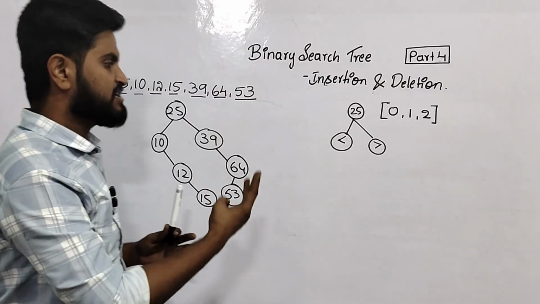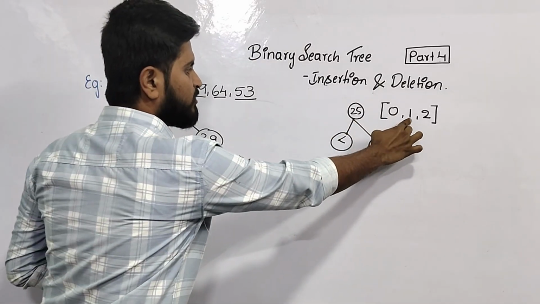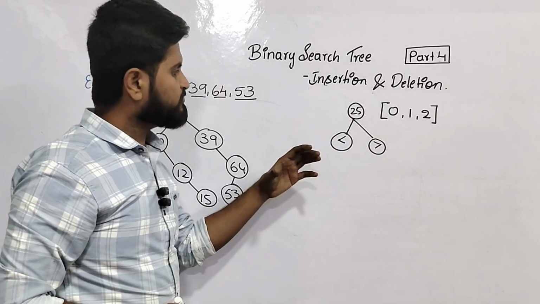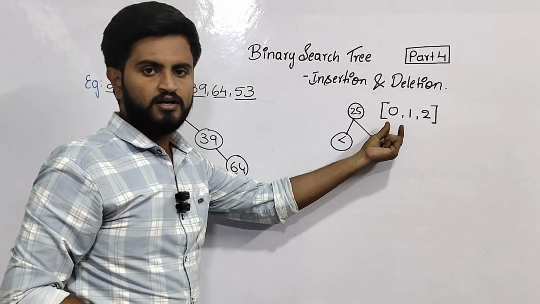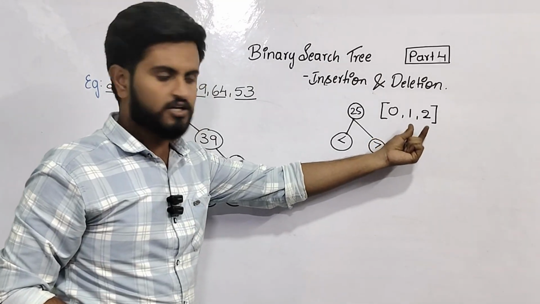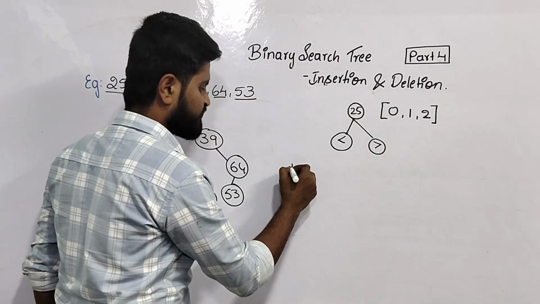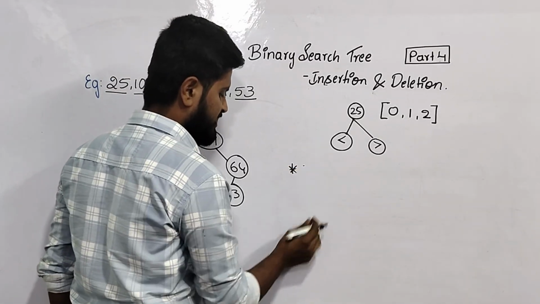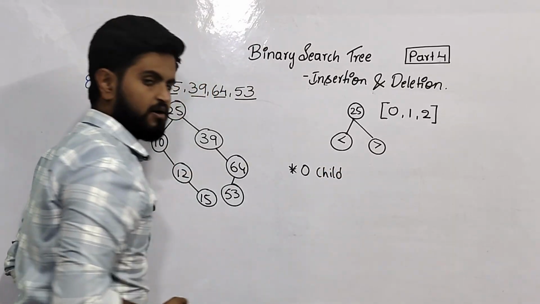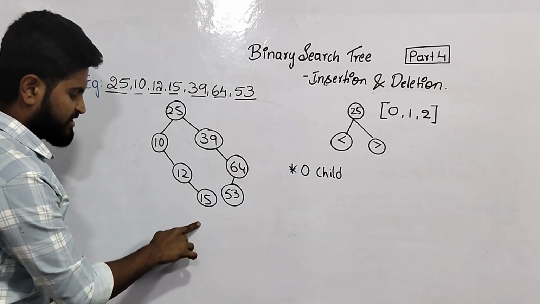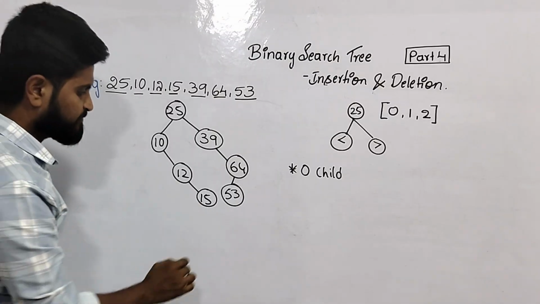We will have 3 scenarios because a node can have a maximum of 2 children: 0 child, 1 child, or 2 children. So if we want to delete, we can delete the node which has 0 children, the node which has 1 child, or the node which has 2 children. We will take all 3 scenarios. First one is when you want to delete a node with 0 children. For example, if you see here, 15 does not have any further child. So 15 has 0 children.